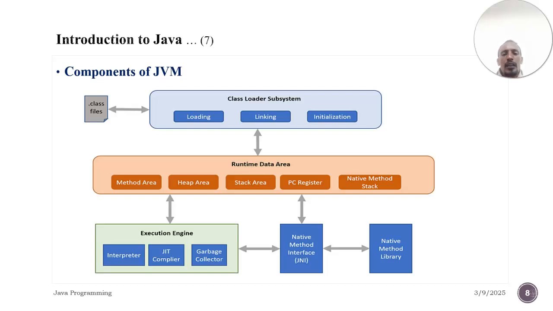These are mainly the components of the Java virtual machine that help the learners, the developers, to understand easily how Java becomes platform independent. These are the main points that make Java a platform-independent language.